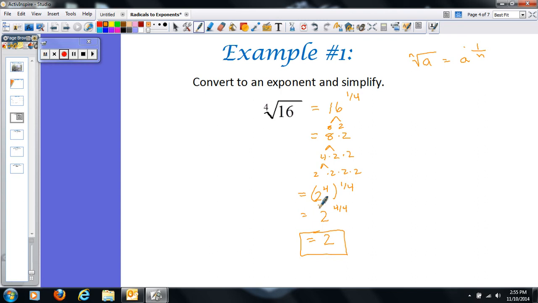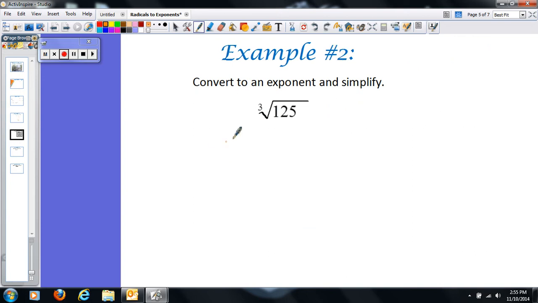Okay. Mainly what I'm looking for in this is, do you understand at least what it is? These aren't always the easiest thing to figure out, but do you understand what it is? And can you convert from exponent form to radical form, and then from radical form back to exponent form?